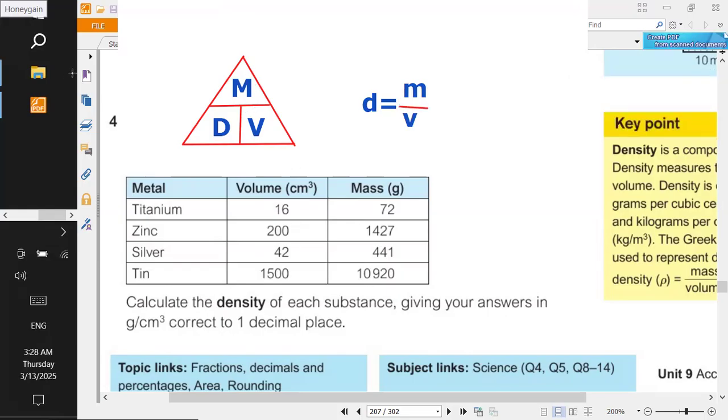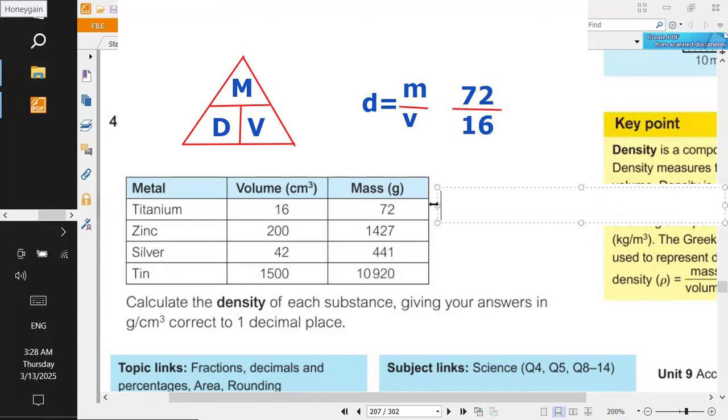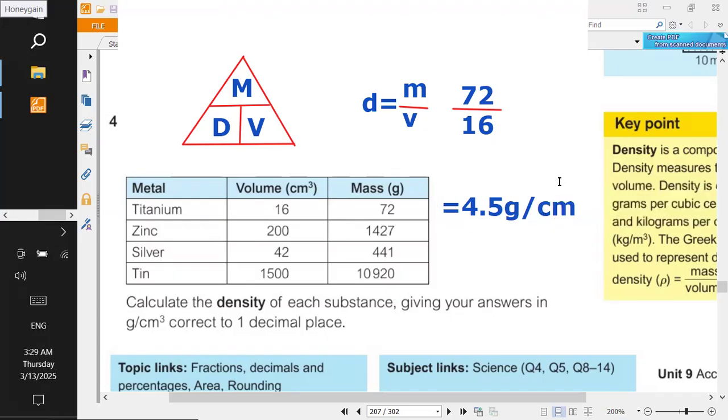So the mass is 72 for the first one, and the volume is 16. So 72 divided by 16, that's the first one, okay? I'm going to do the first one only, the others are the same. So divide 72 over 16, and the answer is 4.5. So it equals 4.5, and then I write the unit, which is grams per centimeter cube. And this is how you find the density of a substance.